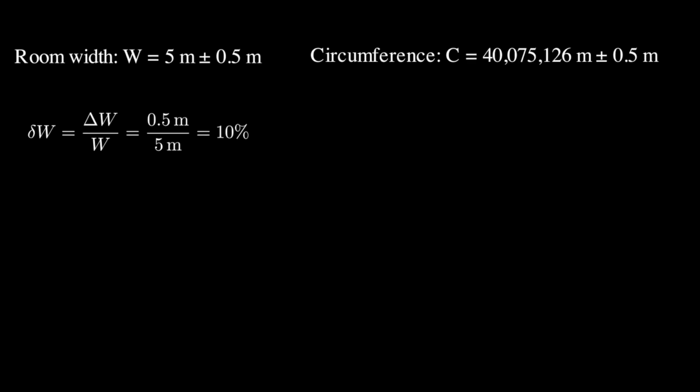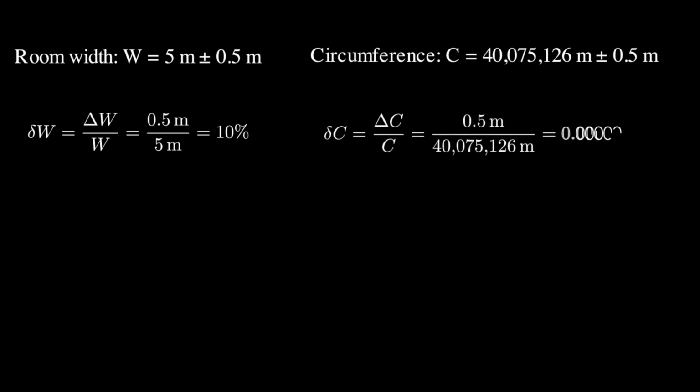A similar calculation for the circumference measurement shows that the relative uncertainty of this measurement is 0.000001%. You can think of the relative uncertainty as a way to quantify how precisely you measured a physical quantity. It communicates to other scientists how good of an experiment you conducted in terms of the precision of your measurement. In this experiment, the circumference measurement is much more precise than the bedroom width measurement. Let's return to our previous example with the toy car.